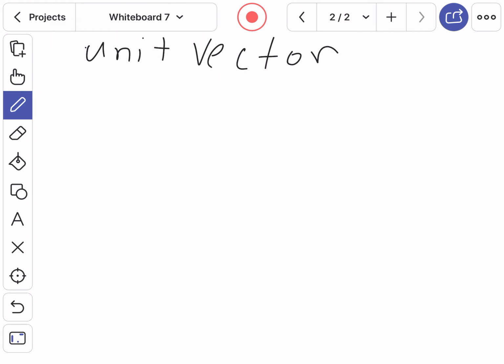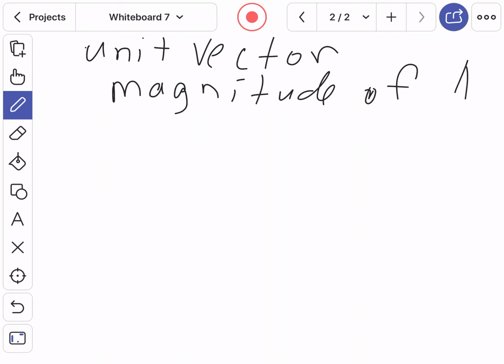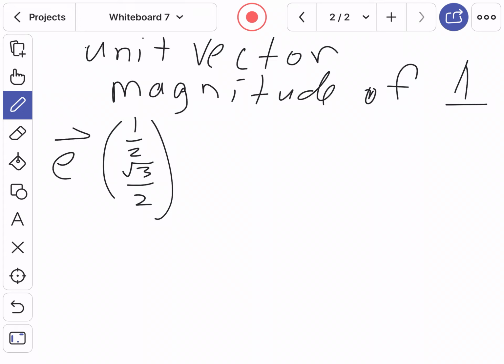So a unit vector has a direction and a magnitude of 1. The big thing is this has a magnitude of 1 unit, always. So we know that the vector 1/2, root 3 over 2, you might recognize those numbers from the unit circle. So I'll call this vector E. By the way, our textbook uses E to represent a unit vector pretty often.